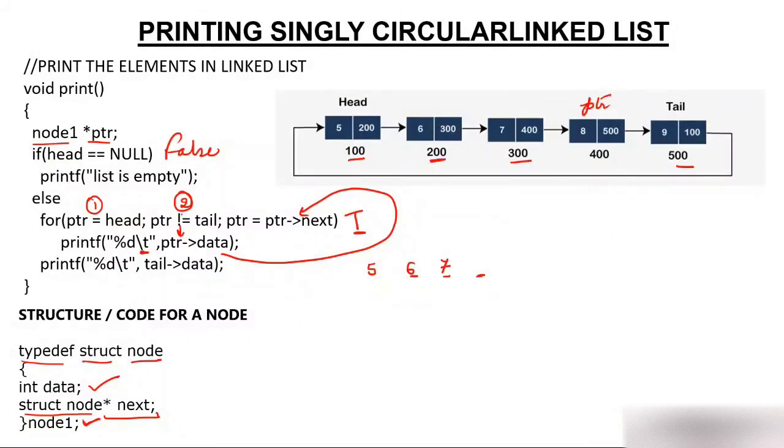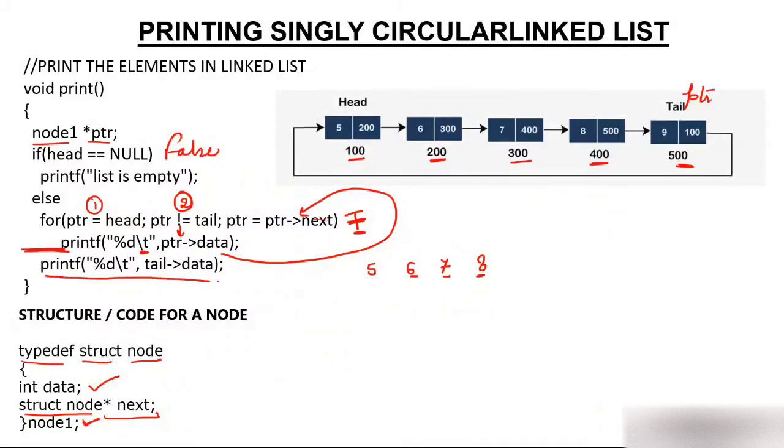Fine. And again check, is ptr not equal to tail? Yes, ptr is 400 and it is not equal to 500. Condition becomes true. I'll again move inside and I'll print ptr data. What is ptr data? 8. I'll print 8. Fine. Again I'll go and increment ptr. ptr will have ptr next. So what is ptr next? 500. So now ptr will come to the tail. That is ptr will come here. Now again I will check, is ptr not equal to tail? Yes, now ptr is equal to tail, so condition becomes false. The moment condition becomes false, I'll come out of the loop.